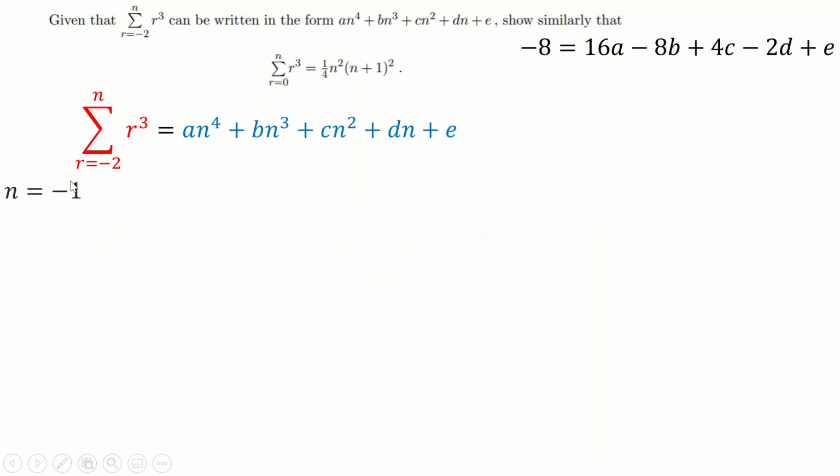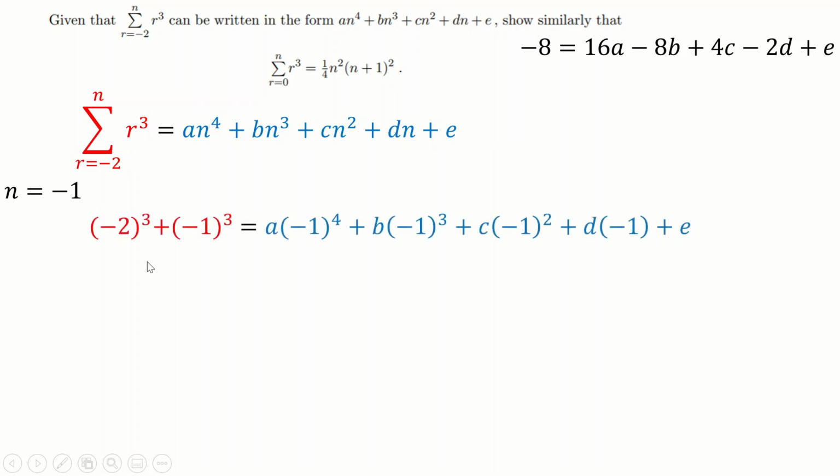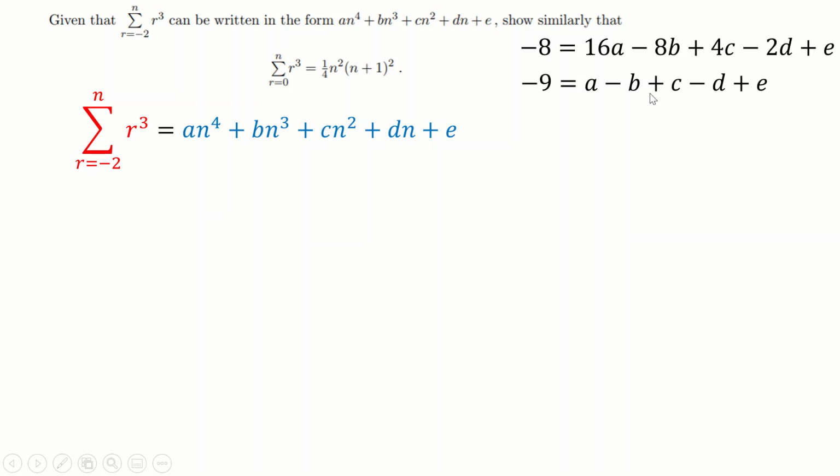And I'm now going to move on to what if n is -1. And I'm just going to do this quite a few times until I have enough equations. And how do I know when I have enough equations? Well, I follow the golden rule, right? I need 5 unknowns, which means I'm going to need 5 equations. So I'm going to do this 5 times. Let's try n is -1. So on this side, I go from -2 cubed plus -1 cubed. That's all that's on here, because I stop at -1. And here I put in the -1s. Again, the even powers make positives, and the odd powers make negatives. So that's my second equation.